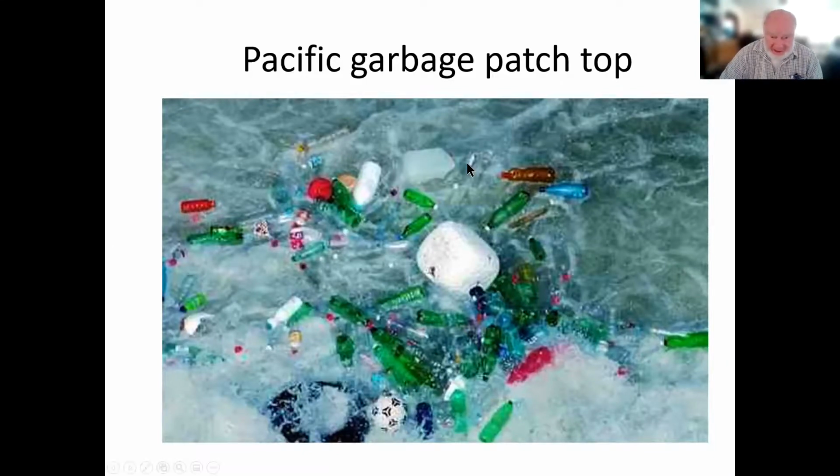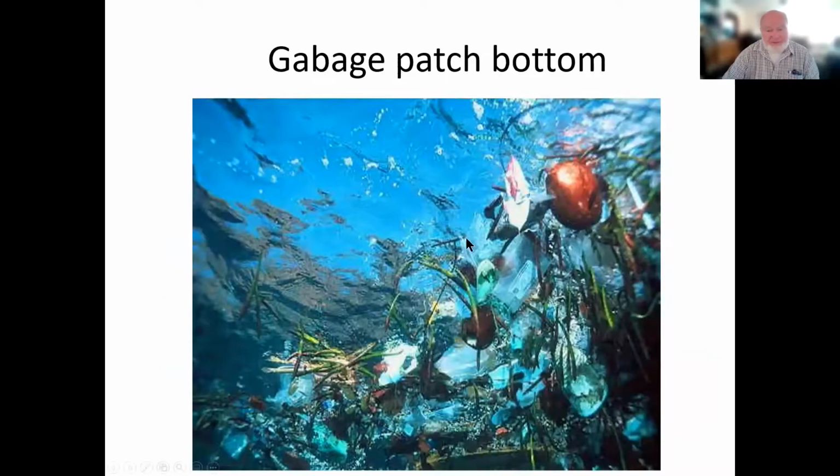The North Atlantic also has one. It's called this. You might have heard of the Sargasso Sea. You might have heard that mentioned. This is the bottom of the garbage patch. So you can see the stuff hanging down here. You can see it's more like a soup here.